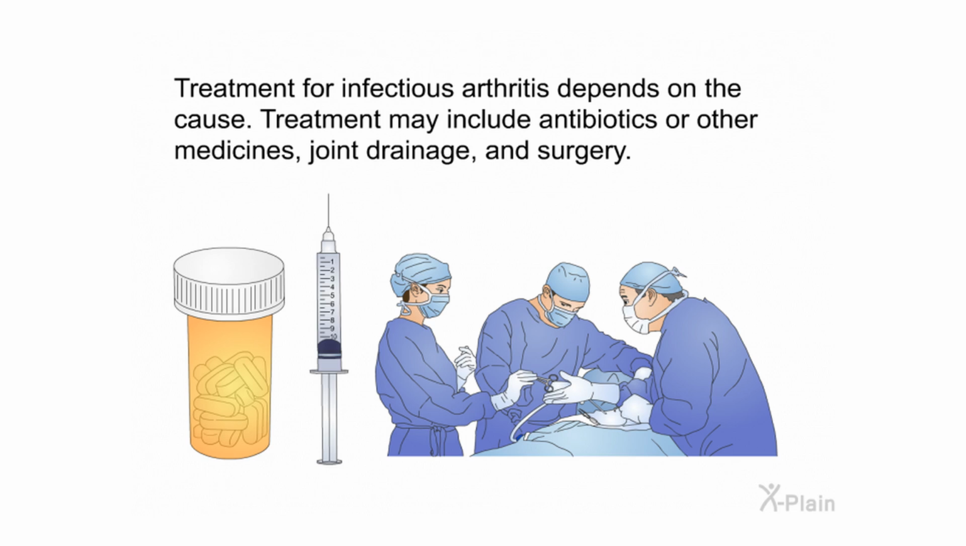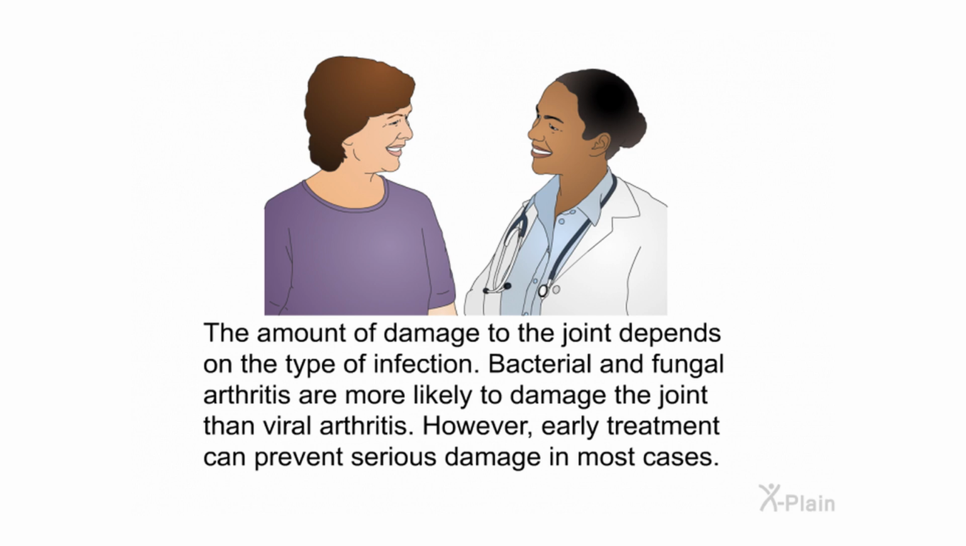Treatment for infectious arthritis depends on the cause. Treatment may include antibiotics or other medicines, joint drainage, and surgery. The amount of damage to the joint depends on the type of infection. Bacterial and fungal arthritis are more likely to damage the joint than viral arthritis. However, early treatment can prevent serious damage in most cases.